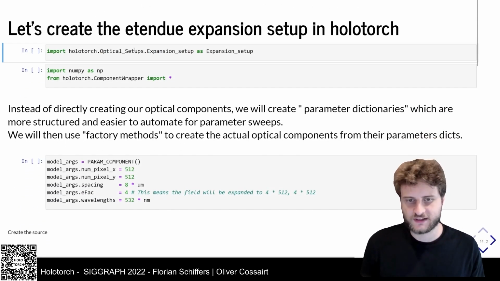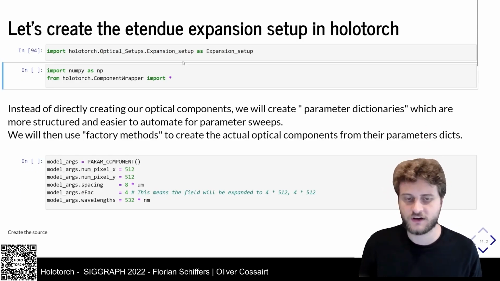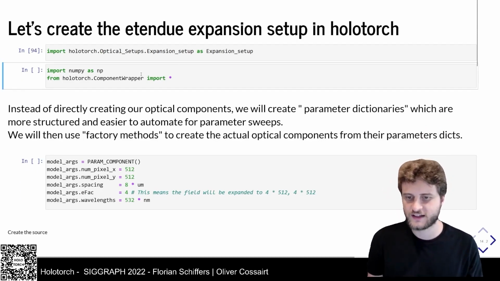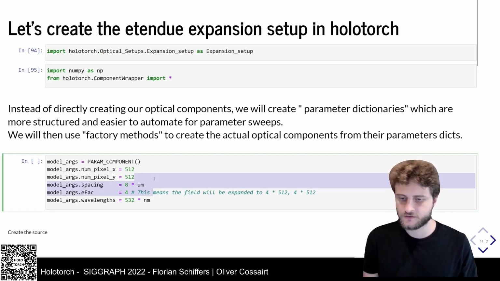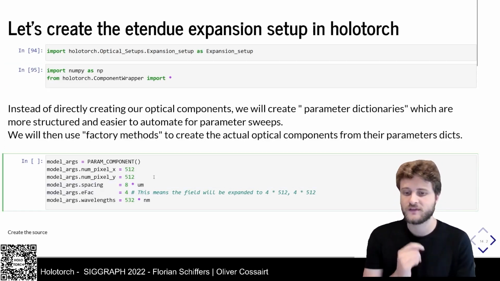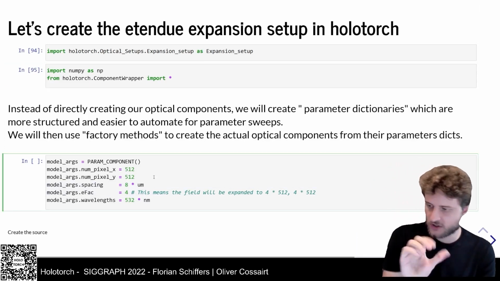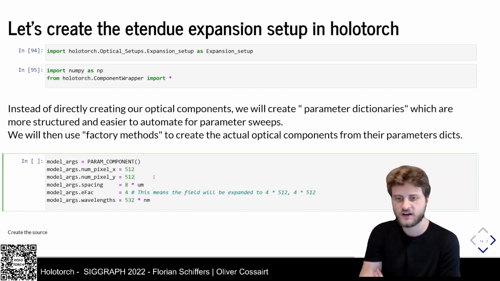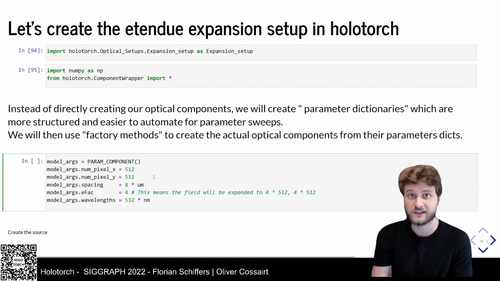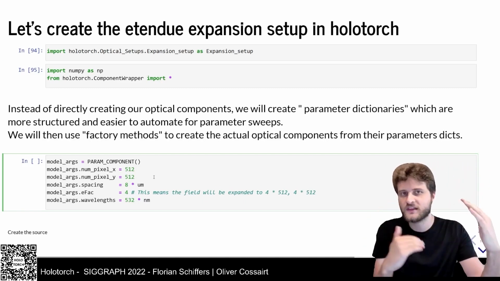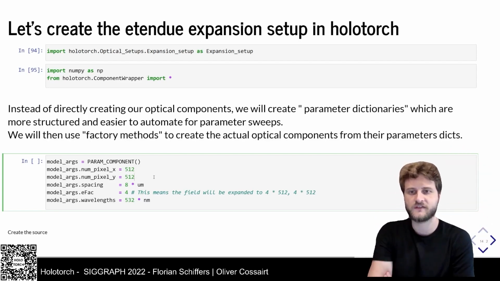So let's start building this. First we're going to import the expansion setup. We've pre-implemented it for you. And now instead of creating our components the way we've done it before, by first creating the source and then the SLM and then the detector, we're going to define configuration lists. You can think of it like having a large file which defines how your model should look. And then from this configuration list, we're going to create the actual model.